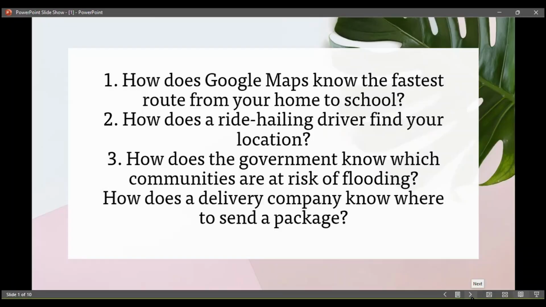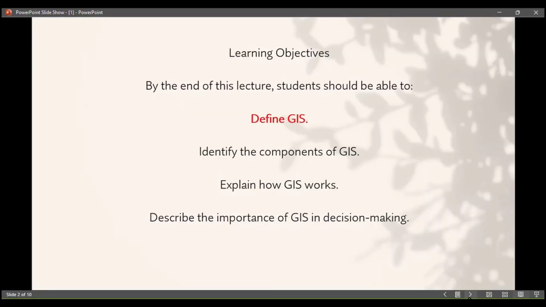These questions will be answered as we proceed in this lecture. So our learning objectives will be: define GIS, identify the components of GIS, explain how GIS works, and finally, describe the importance of GIS in decision making. So in this very lecture, we're going to start with the first one: define GIS.